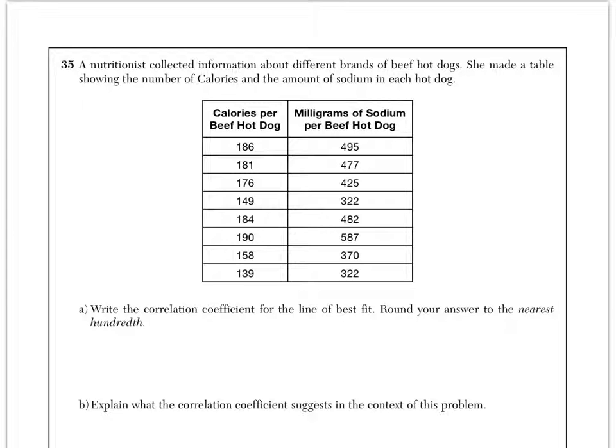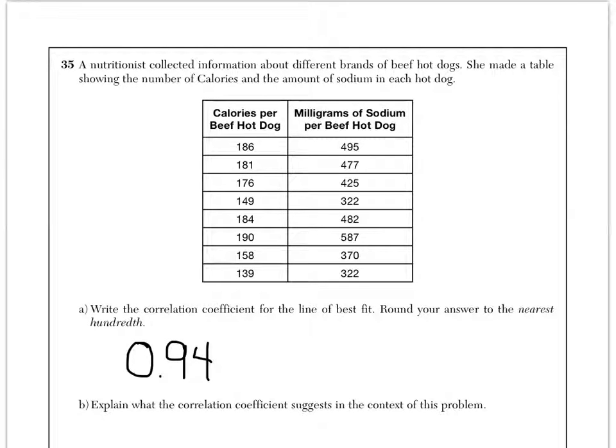So in question number 35, we're given a ton of data, and we are asked to find the correlation coefficient for the line of best fit. So whether or not you agree or disagree that this should be linear or exponential or quadratic, they want you to find the line. So we have to do a linear regression. I'm hoping that all of you got this question right because we've done a lot of practice with linear regressions lately.